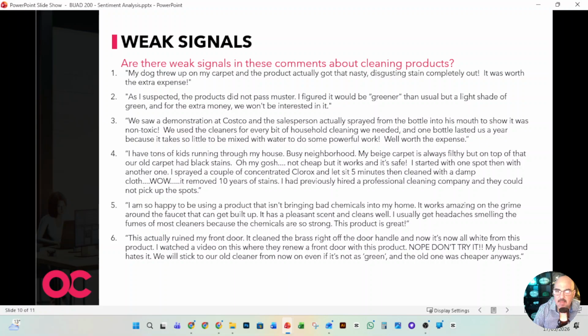Here's a couple of examples, guys. You can have a look through these, see if you can see any weak signals in here. This is about carpet cleaning products. Some of them are good, some of them are bad. Some of them might have some weak signals in here. So have a look through that, guys. See if you can spot any. Maybe think about sustainability and how that might impact people's perception of carpet cleaning products.